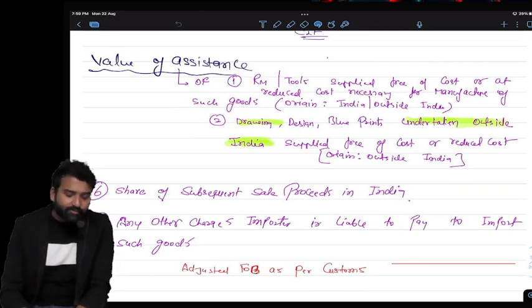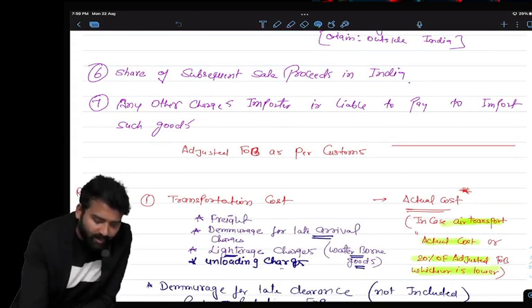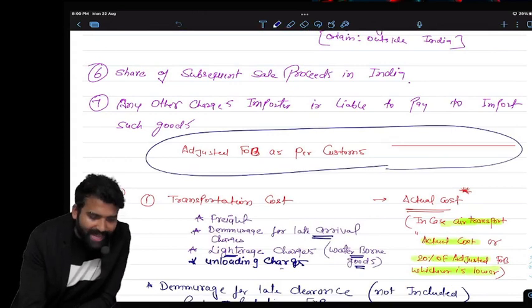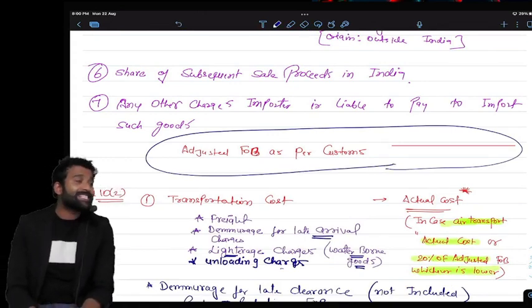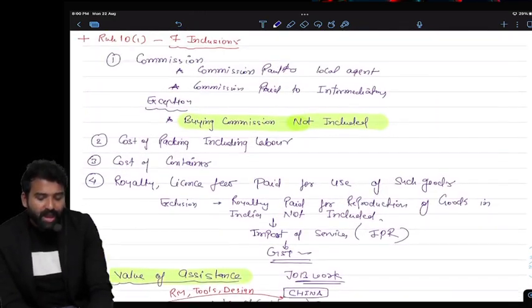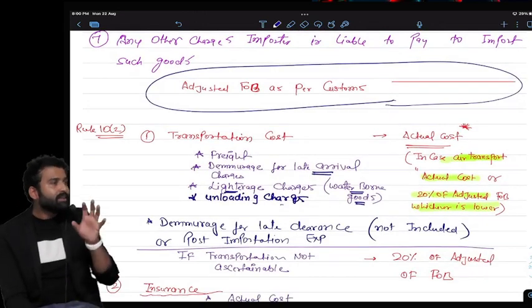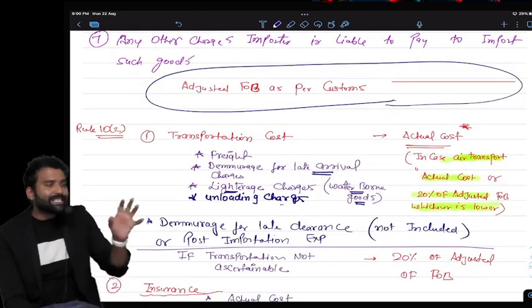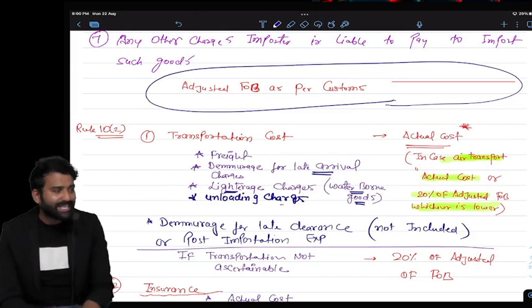And after adding all these 7 inclusions, where will I reach? This will be called adjusted FOB. So in the FOB given in the question, I have added 7 adjustments. Now where I reach will be called adjusted FOB, adjusted FOB as per customs. Again, this is an FOB, but it's an adjusted FOB.